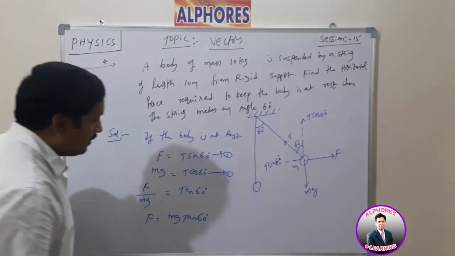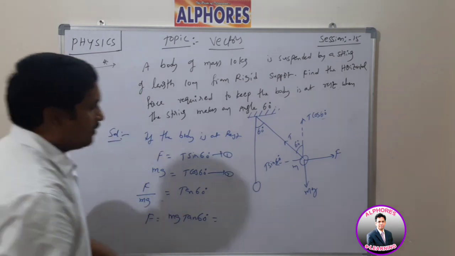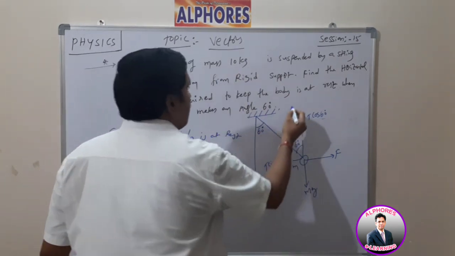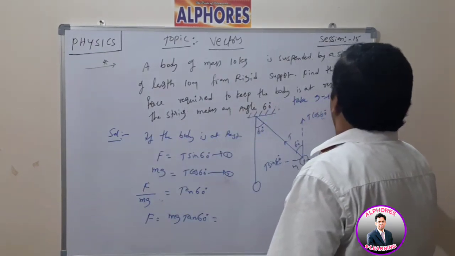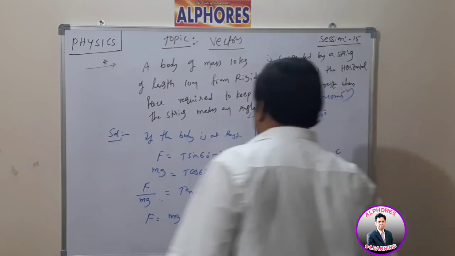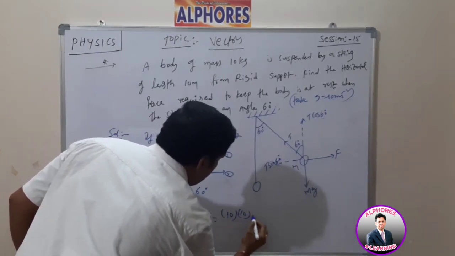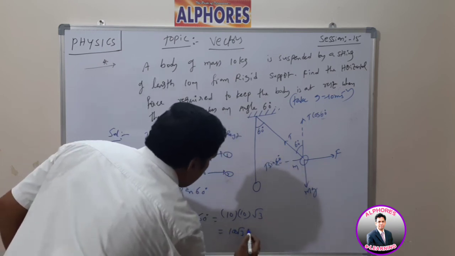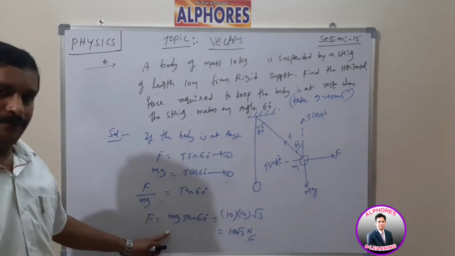Listen carefully. What is the value here? Mg: particle mass is given as 10 kg, and I take the value of g as 10 meter per second square generally. That means 10 into 10 into tan 60, which is root 3. So how much is it? 100 root 3 newtons. Okay, this is the method.